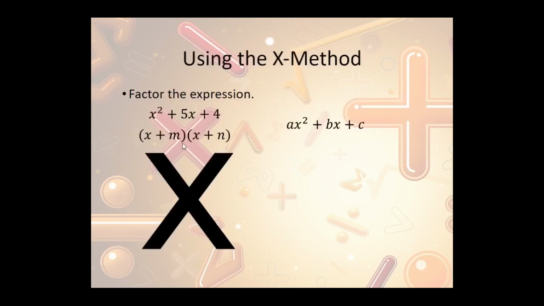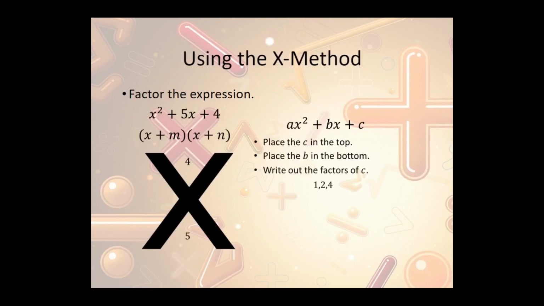So we're looking at the same question, and here's what we do. We place c in the top. So c is 4, so this goes up here. Then we place b in the bottom. B is the middle number, so this goes here. Now we're going to write out the factors of c. So what are the factors of 4? Well, we have 1, 2, and 4. So those are my factors.